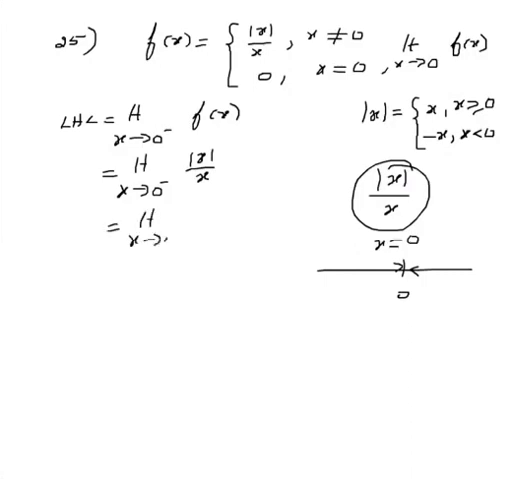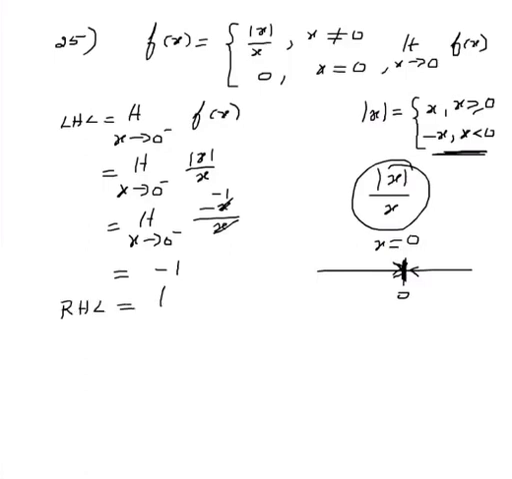Okay, let us remove the absolute value sign. For 0 minus, we are on the left side of 0, very close to 0, but on the left side of 0. The value will be negative on the left side of 0. For negative values, the absolute value function is minus x, and the denominator is already x. It becomes minus 1, which is a constant. Therefore, if you apply the limit to a constant, it remains the same. The answer is minus 1.